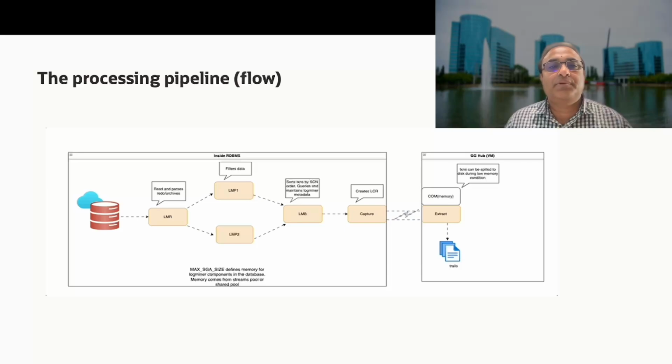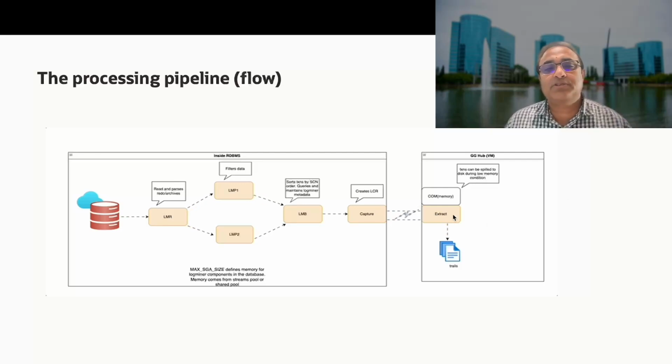So here is the picture diagram of the extract processing pipeline end to end. Before I go in detail, let me explain the architecture first. Here the extract process is running in a hub. Hub is nothing but a virtual machine, right? The right side rectangle is where the extract hub is. The left hand side large rectangle is where the database server is hosted. There is a network between these two hosts. This is a high bandwidth, low latency network, right?